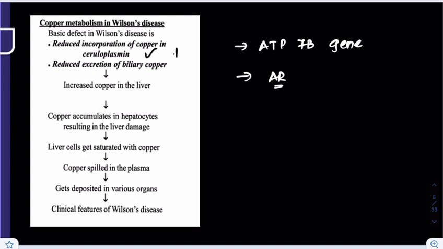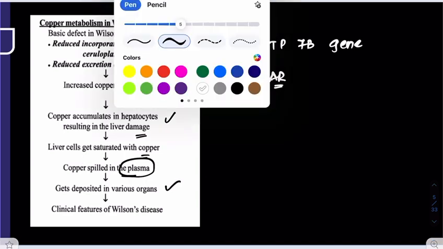Why? Because the ceruloplasmin levels are reduced. So because there is reduced ceruloplasmin, the copper which is present within the liver will not be excreted into the circulation. So there will be reduced excretion of the biliary copper. At one point of time, the copper levels within the liver increase to a maximum limit. At that point, the copper accumulates in the hepatocytes, causing liver damage. And once the liver gets saturated with copper, the copper will spill into the plasma. From the plasma, it goes to various organs, resulting in the clinical features of Wilson's disease.